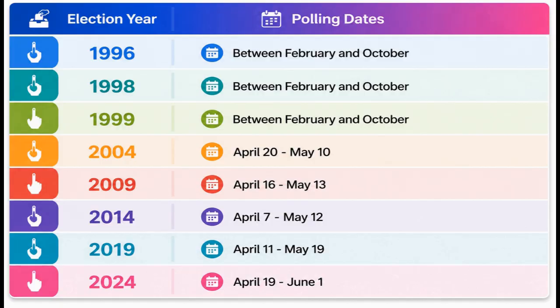Now let us look at the last 3 decades of Lok Sabha elections. In 1996, 1998 and 1999, elections were held between February and October. In 2004, elections were held from April 20th to May 10th. In 2009, from April 16th to May 13th. In 2014, from April 7th to May 12th. In 2019, from April 11th to May 19th. In 2024, from April 19th to June 1st.